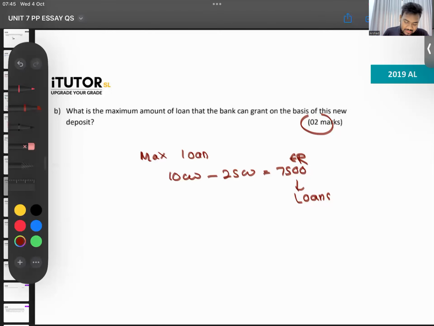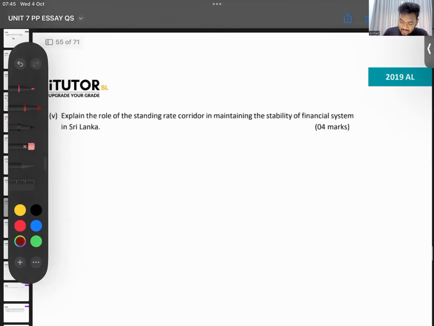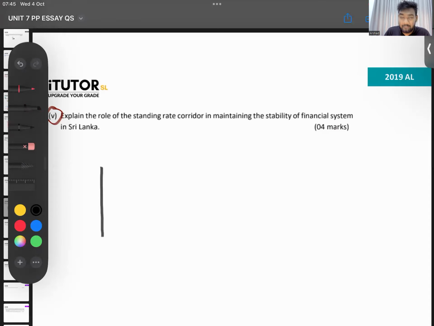Then we go to the last question, question number 9. Explain the role of the standing rate corridor in maintaining the stability of the financial system in Sri Lanka. Right, we have talked about this before also in some previous papers, so I'm not going to go into very much detail. I'll just give you the overall picture. Okay, so the standing rate corridor, guys, is formed. You need to start your answer by saying the standing rate corridor is formed by what rates? The standing lending facility rate and the standing deposit facility rate.